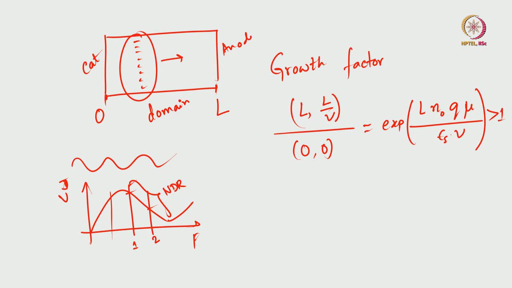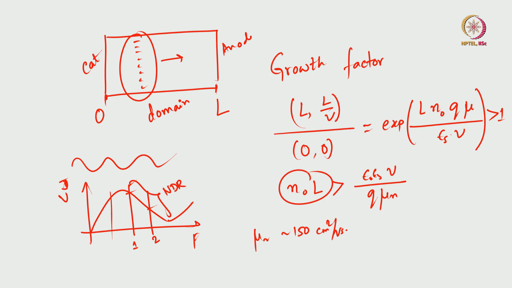And so from there, people find out that N naught times L, the doping or free carrier concentration times L, should be more than epsilon naught epsilon S times velocity divided by Q mu. Now if you take a standard mobility of electron in this kind of sample, about 150 centimeter square per volt second, then the product of the doping times the length, N naught into L, comes out to be about 10 to the power 12 per centimeter square, because L is in centimeter and doping is per centimeter cubed.